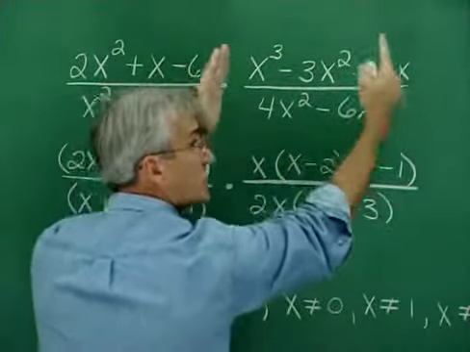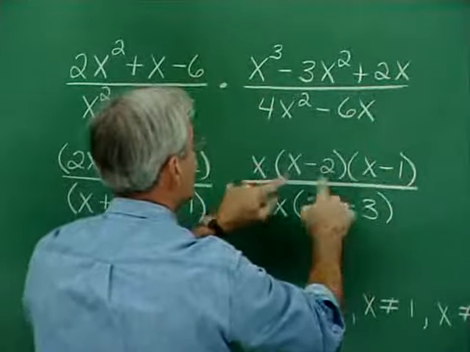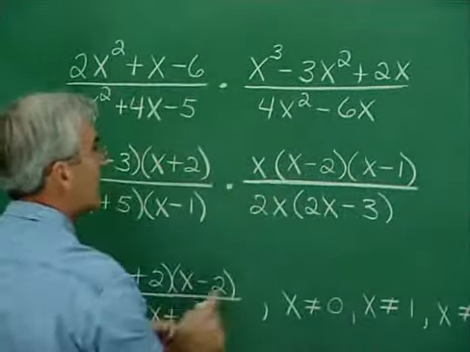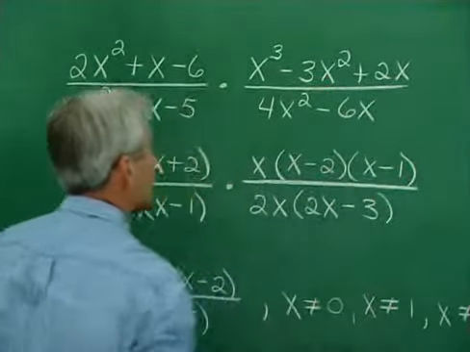And it's x times a trinomial, and then the trinomial is factorable into these two binomial factors. Then the denominator is factorable into this.